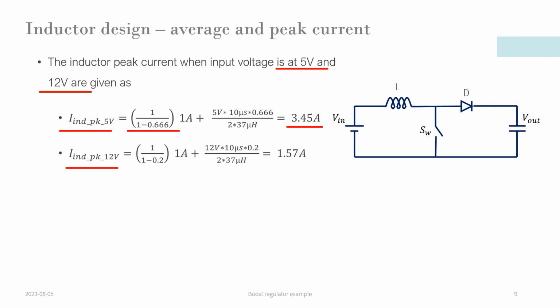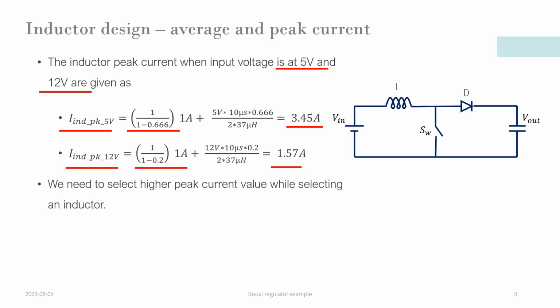So, at 12 volt input, duty cycle is 0.2. With this value, we get 1.57 amps as peak inductor current. Here, we need to select high peak inductor current value while selecting the inductor.